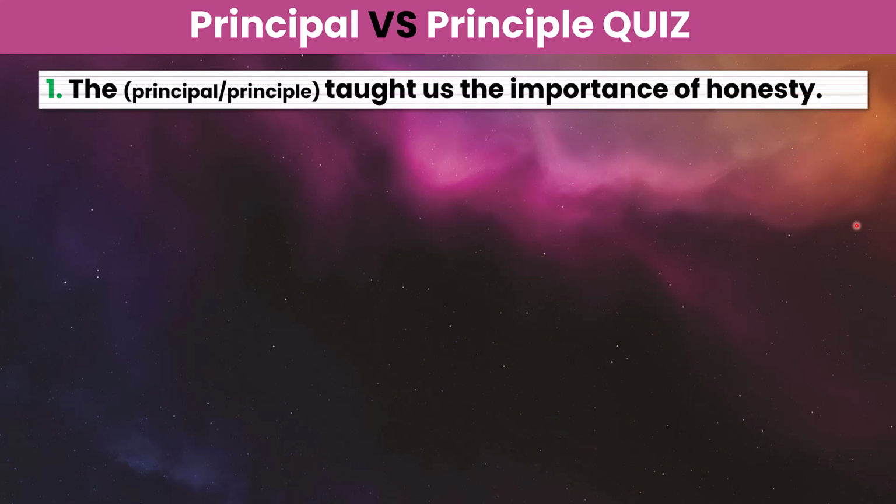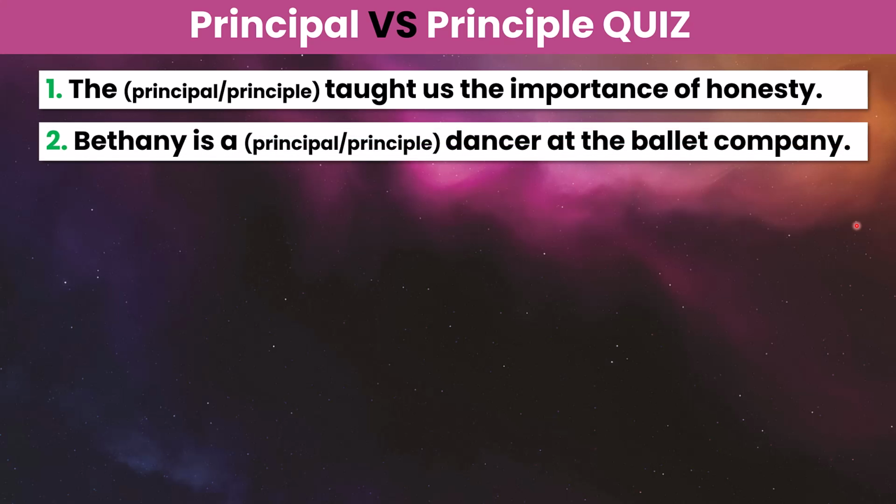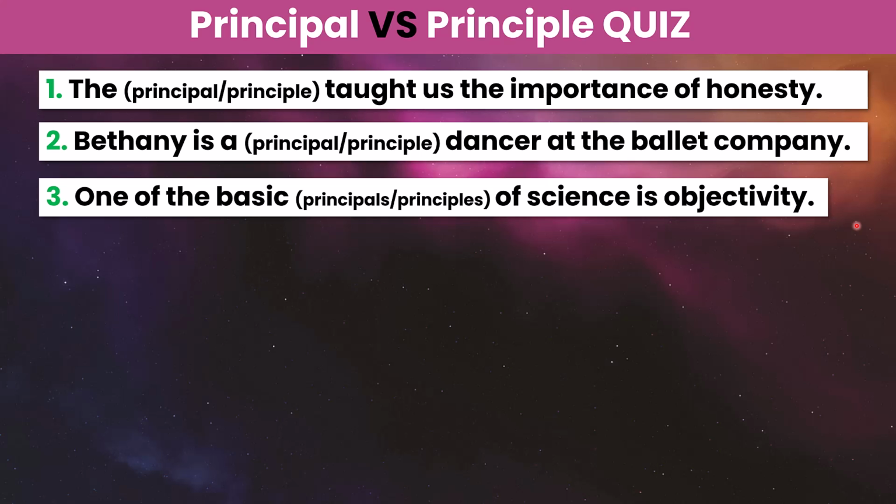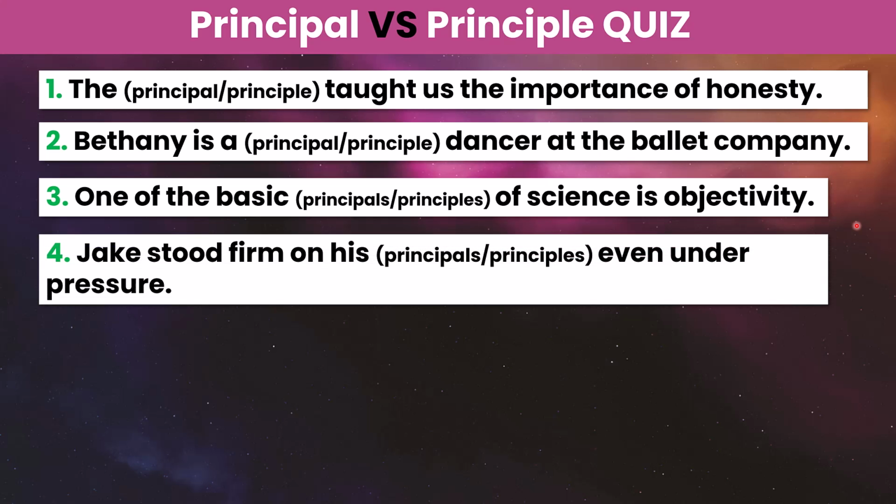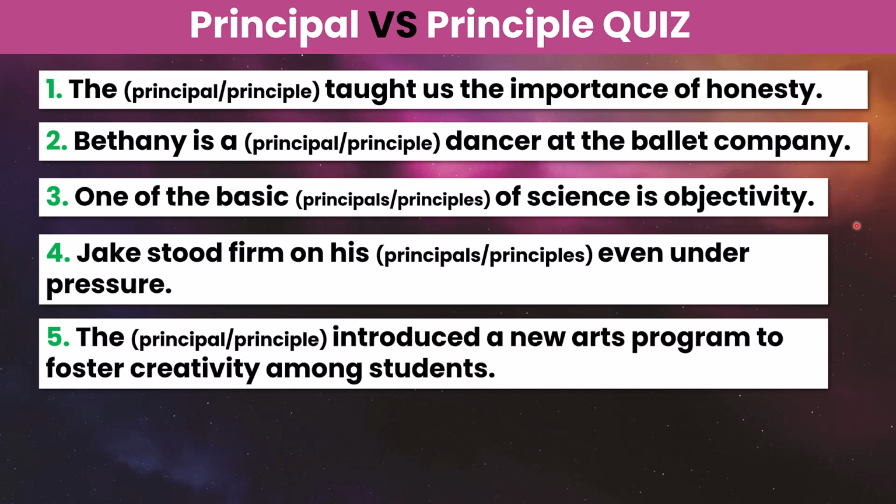Let's begin. Number 1. The principal taught us the importance of honesty. Number 2. Bethany is a principal dancer at the ballet company. Number 3. One of the basic principles of science is objectivity. Number 4. Jake stood firm on his principles even under pressure. And finally, number 5. The principal introduced a new arts program to foster creativity among students.